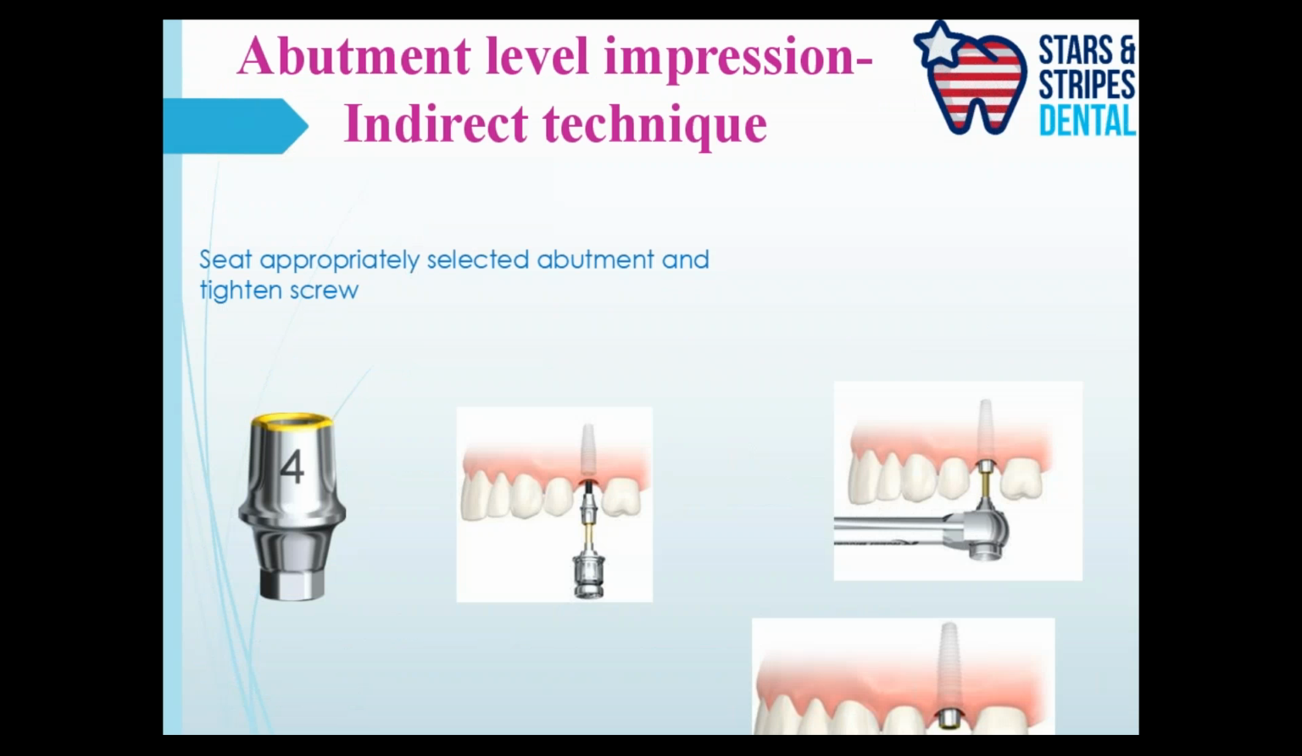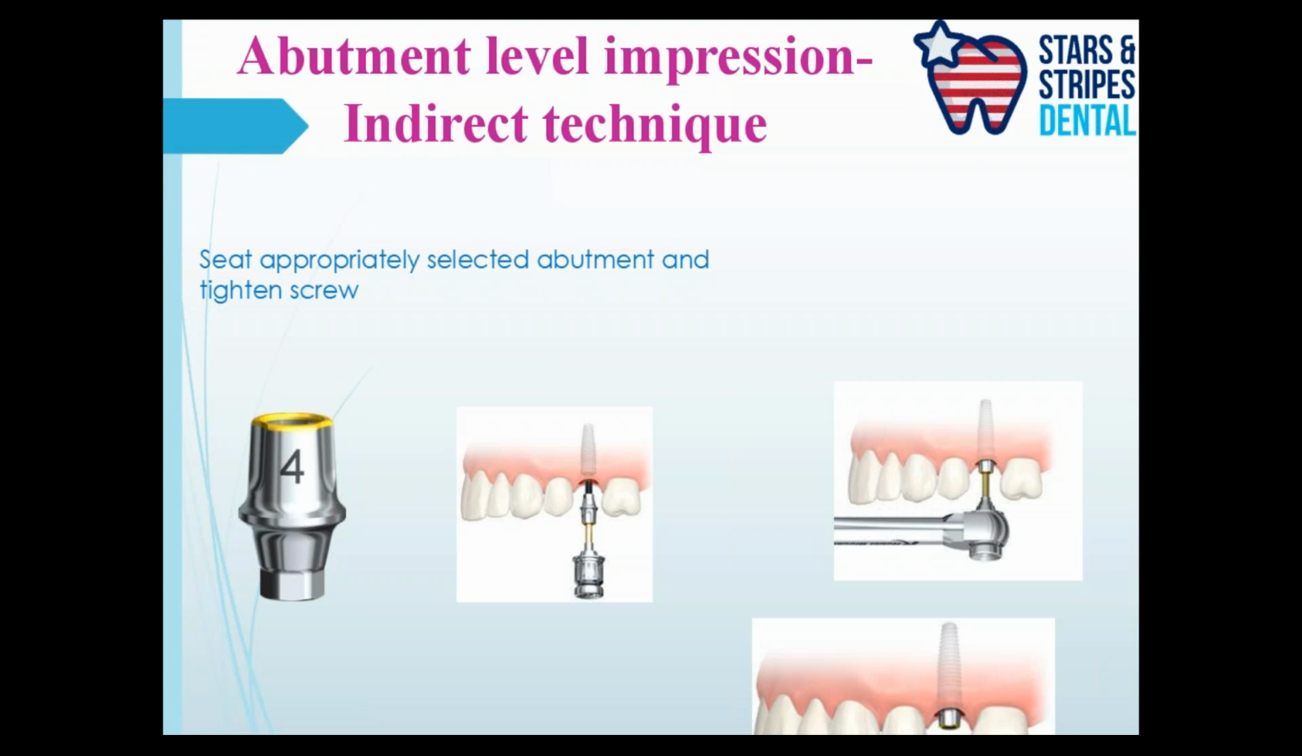Okay. So, we talked about the implant level impressions. Now we talk about the abutment level impressions. There are two techniques for abutment level impression. One is the indirect technique, and the other one is the direct technique. What are the steps involved here? First of all, before I go into the depth of the abutment level impressions, let me just tell you the difference here. We talked about implant level impressions.